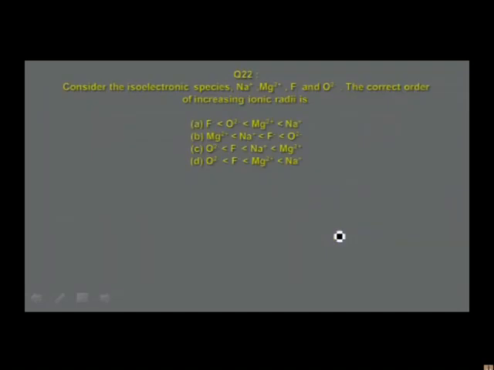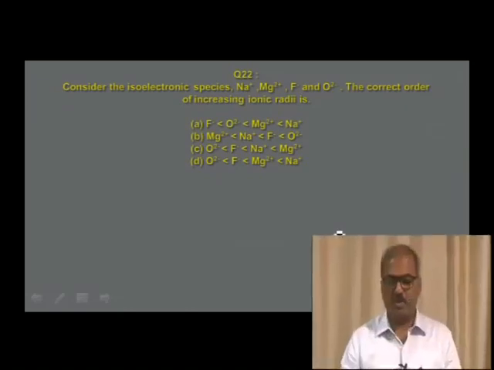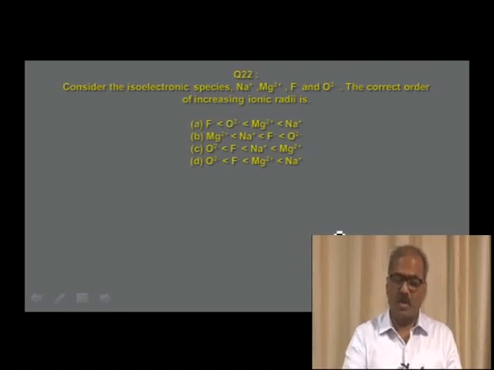Go to the next one. Consider the isoelectronic species Na+, Mg2+, F- and O2-. The correct order of increasing ionic radii is given. Option A, F- less than O2- less than Mg2+ less than Na+. Option B, Mg2+ less than Na+ less than F- less than O2-. Option C, O2- less than F- less than Na+ less than Mg2+. Option D, O2- less than F- less than Mg2+ less than Na+. And these are all isoelectronic species containing 10 electron system.